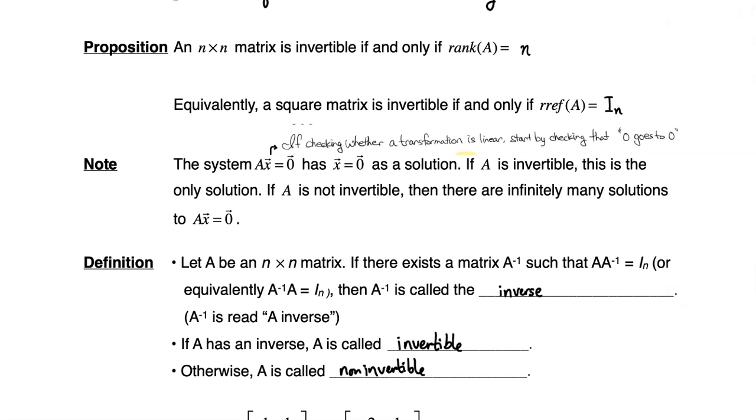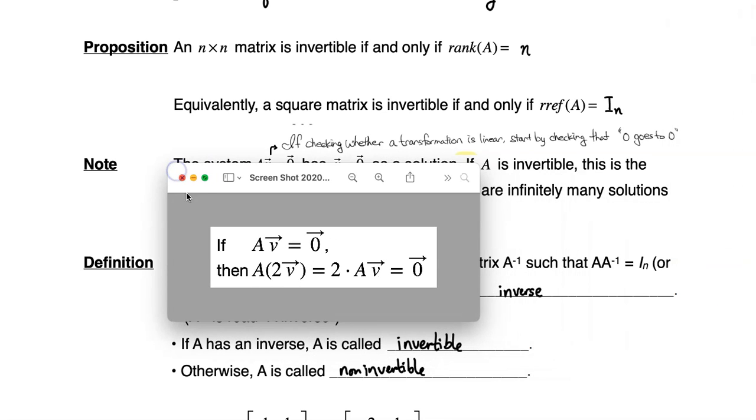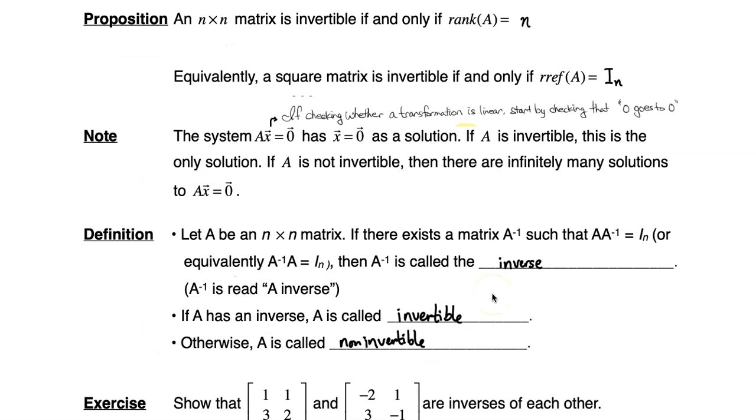Note that if we are aware of one vector such that Av equals 0, so v would not be the 0 vector, then we know of infinitely many automatically, because A of 2v is equal to 2A of v. So if A of v is 0, then that is equal to 0. So if a certain vector is such that Av equals 0, then any multiple of that vector is also going to go to 0. Now about inverses.